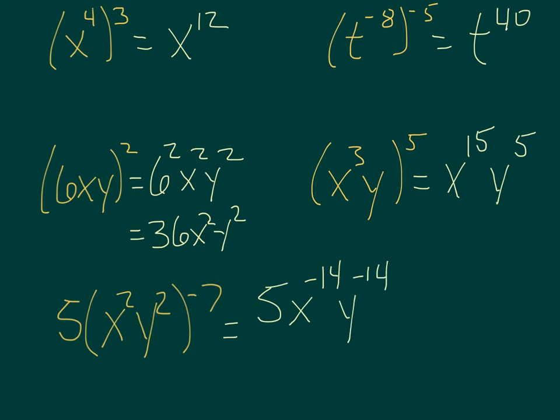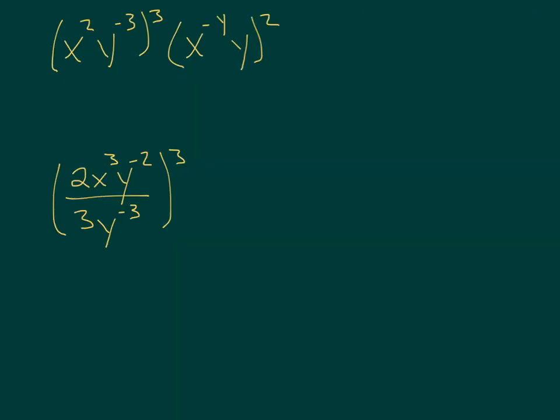We're not allowed to say we're simplified until we deal with negative exponents. So you don't want to leave any zero exponents or any negative exponents. So our final answer here will be 5 over x to the 14th, y to the 14th.